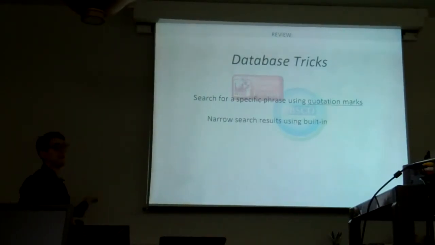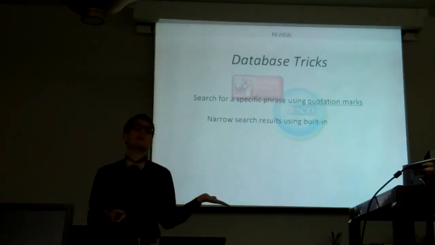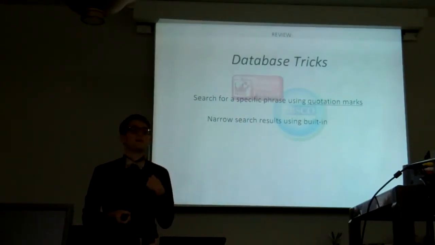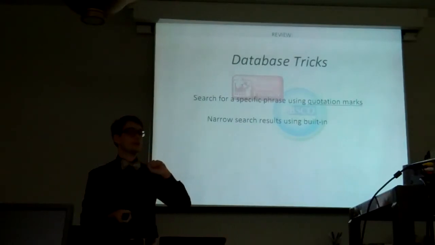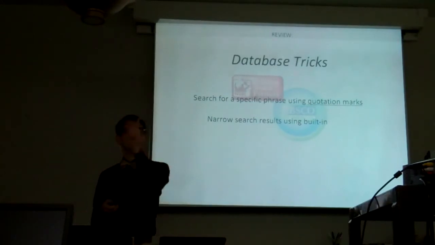So it's quotation marks you can use to search for your specific phrase. The next thing that we learned was narrowing our search results, which you can do using built-in, not search engines, but it starts with an F. And you use one in a coffee machine, filters.